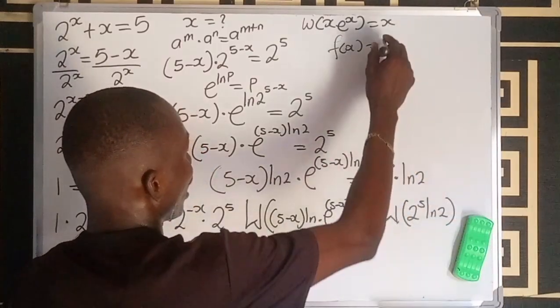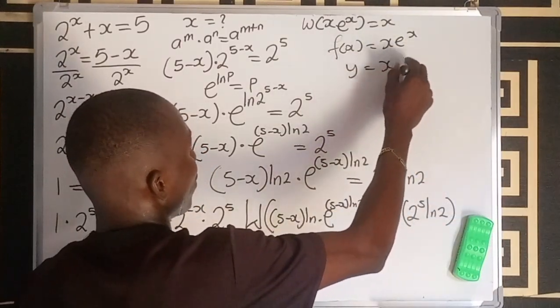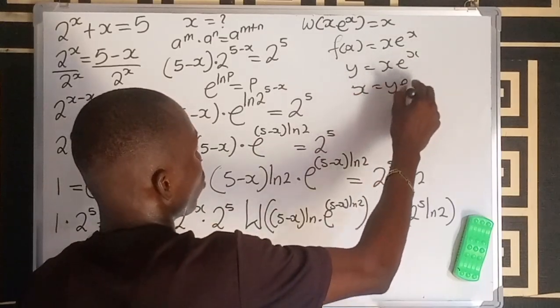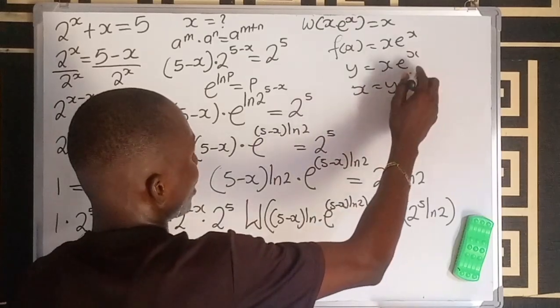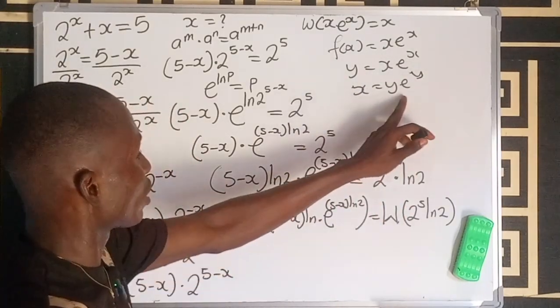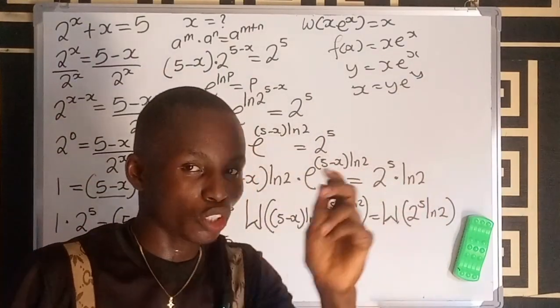Let's see if you have a function of x multiplied by e to the x. It means that y is equal to x multiplied by e to the x. Let's change it. It means that x is equal to y multiplied by e to the y. So since x is equal to this, if we can know the value of y from here, we can know the inverse function of this, right?